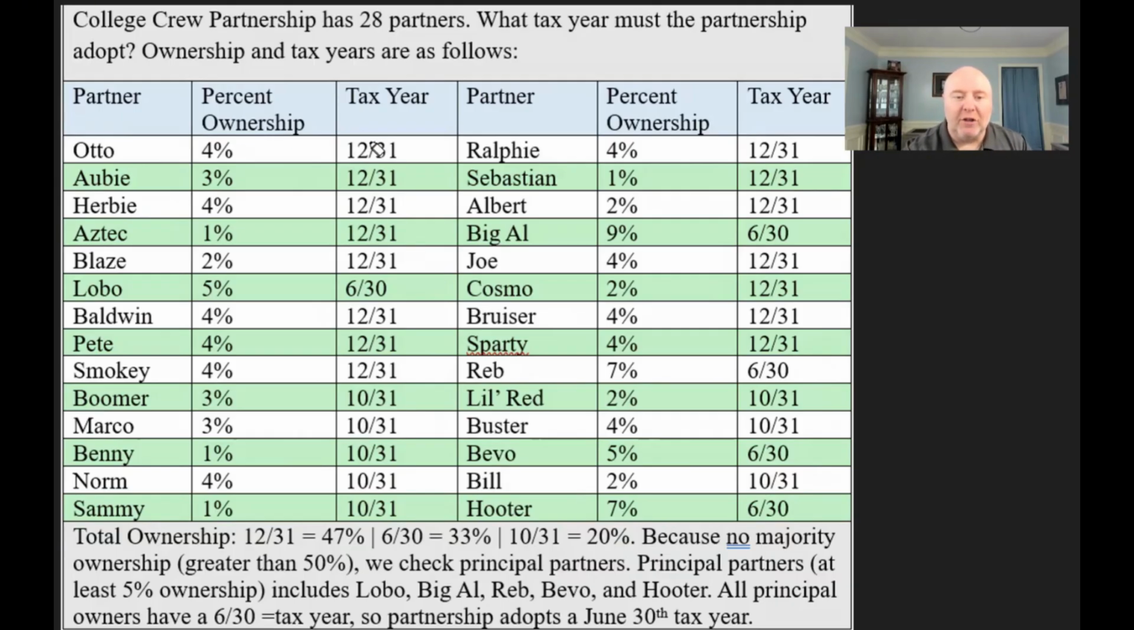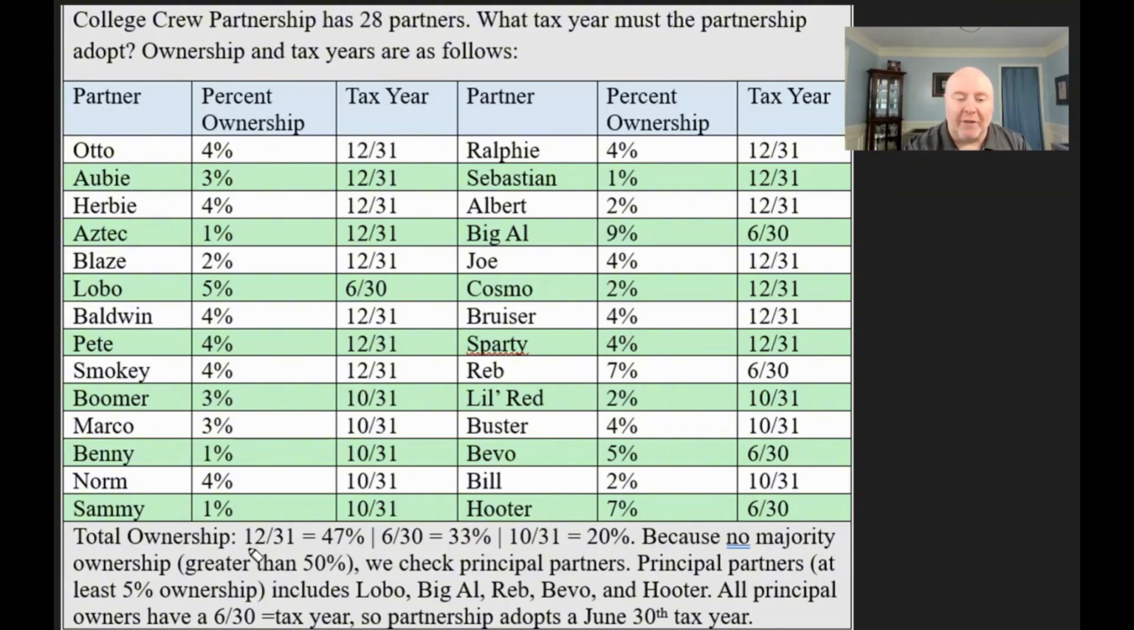So what we have to do is look at all these 1231s and all these 1031s, and there's some June 30s in here. So we have to add up the percentage for all the 1231s, right? We have all the different partners here, Otto, Abby, Herbie, whatever it is. We have our 4% on December 31st, 3% December 31st, 4% December 31st. So we add all these percentages together to see if we have over 50% that share the same tax year.